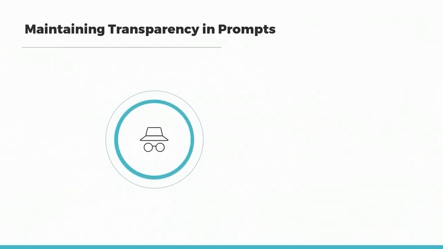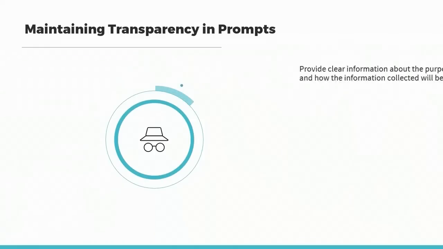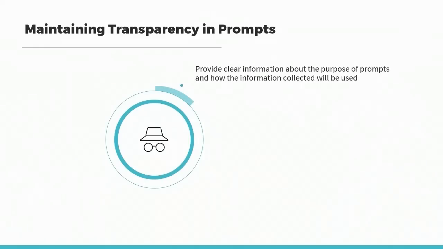Maintaining transparency around the use of prompts and the information collected by ChatGPT is also key for ensuring ethical considerations are being met. One way to increase transparency is by providing clear information about the purpose of prompts and how any information that's collected will be used. This can be done through a privacy policy or terms of use document that is easily accessible to users.